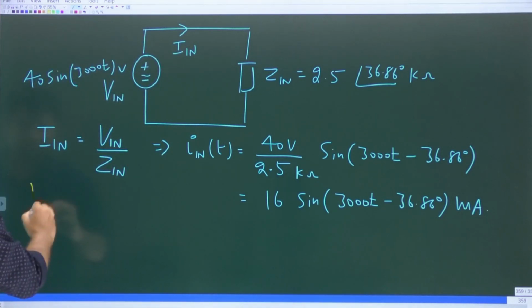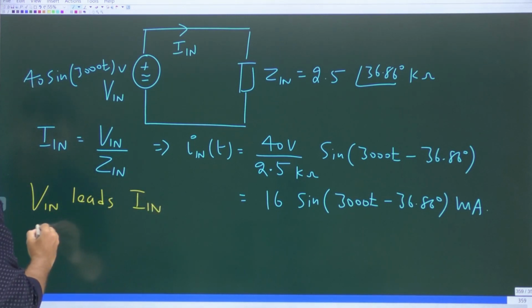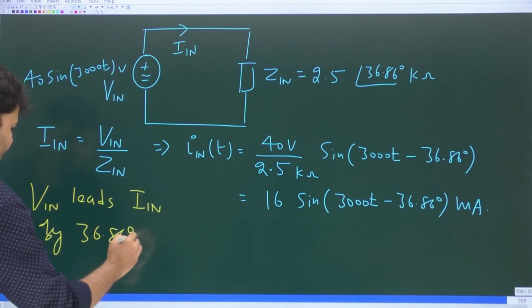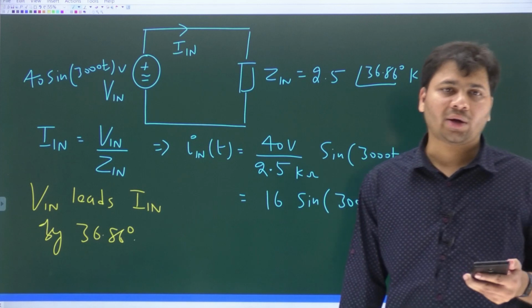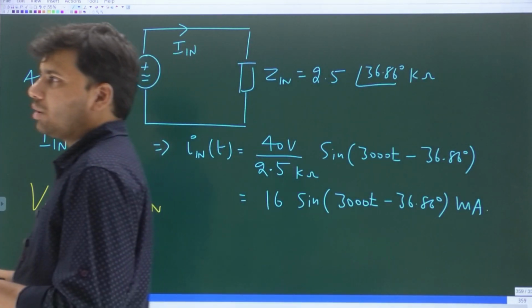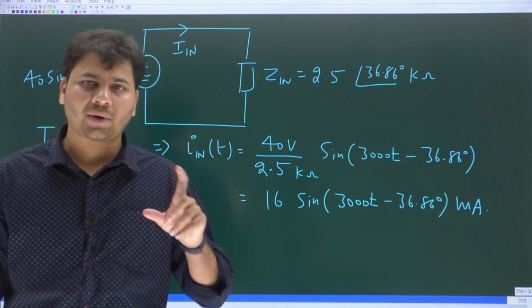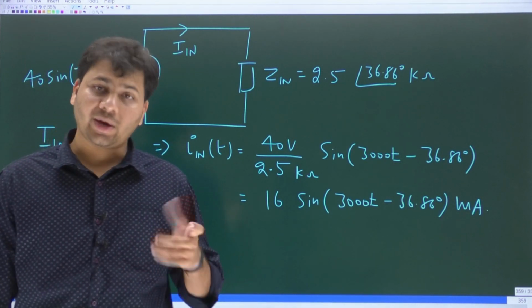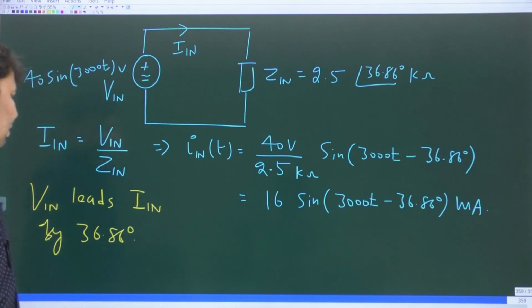So here Vn leads In. In fact, by how many degrees? Vn leads In by 36.86 degrees. Now for which element does voltage lead current? We have three basic elements, right? Resistor, for which voltage and current will be in phase. Capacitor, for which current leads voltage by 90 degrees. Inductor, for which voltage leads current by 90 degrees. And here our input voltage is going to lead the input current.